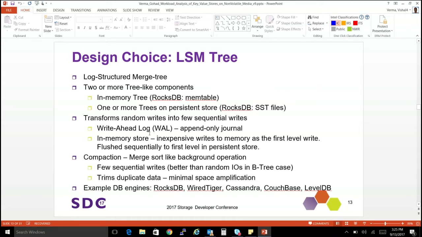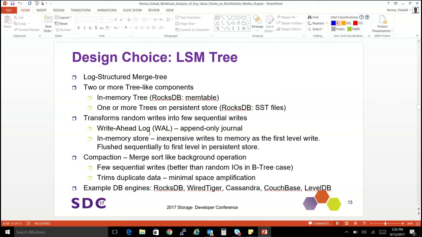There is a compaction activity which happens in the background just to trim duplicate entries, and it involves read and write amplification because it has to read, merge, and then sort the data. So there is a lot of activity which happens in the background, which incurs write amplification and read amplification.